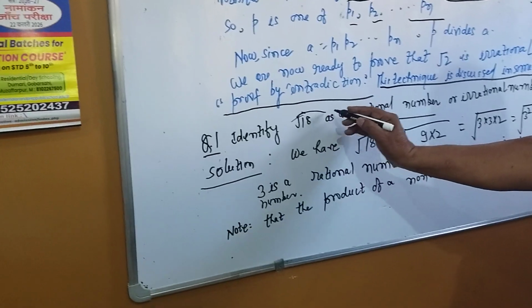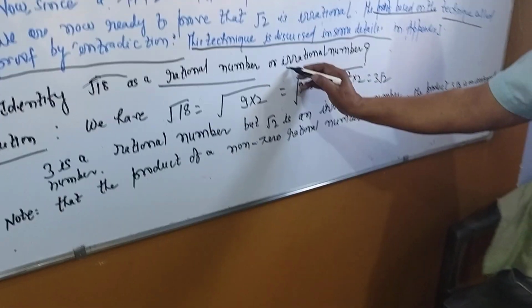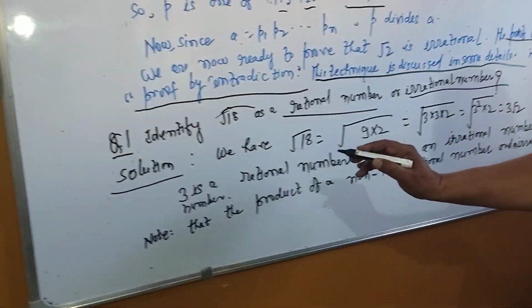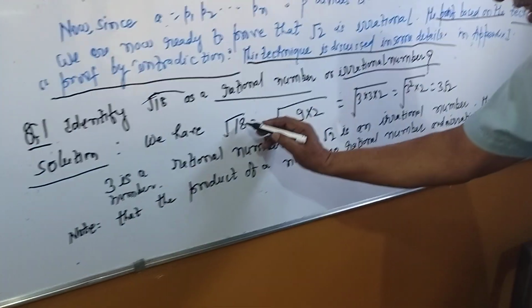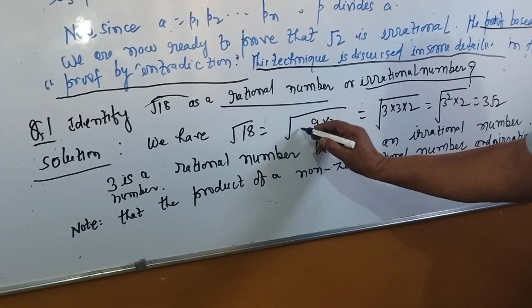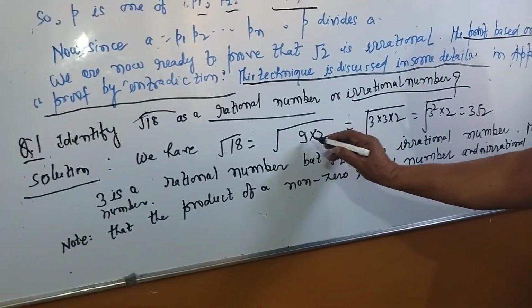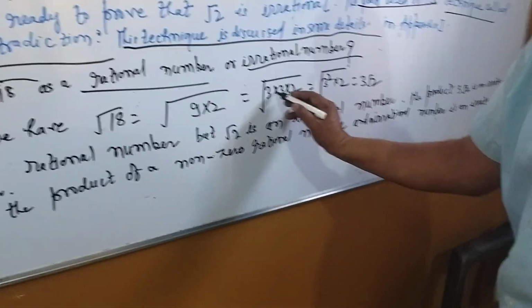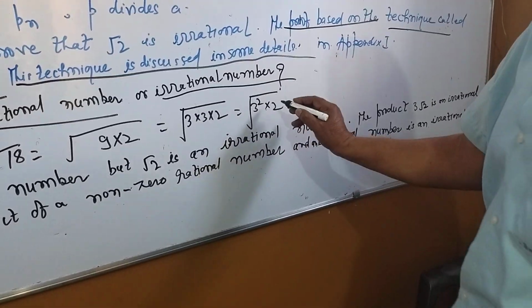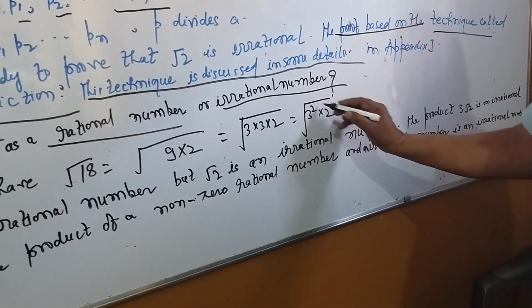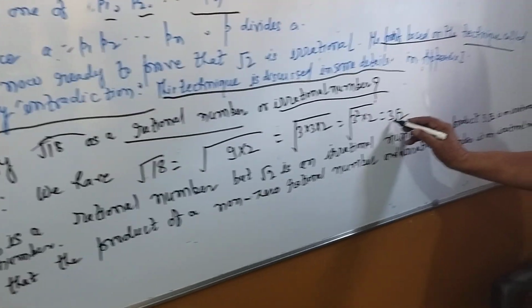Identify whether root 18 is a rational number or an irrational number. You have to judge it. We have root 18 can be written as root 9 into 2. Root 9 can be factorized as 3 into 3, or 3 square, times 2. For 3 square you take out 3, and root 2 remains.